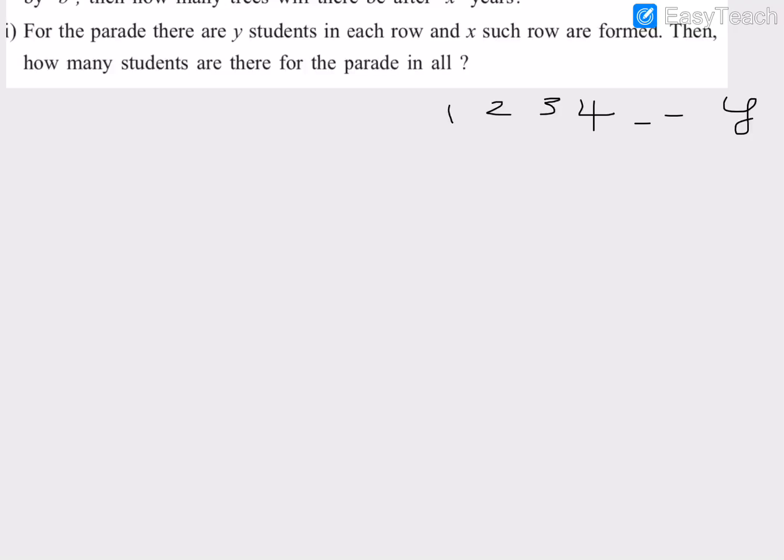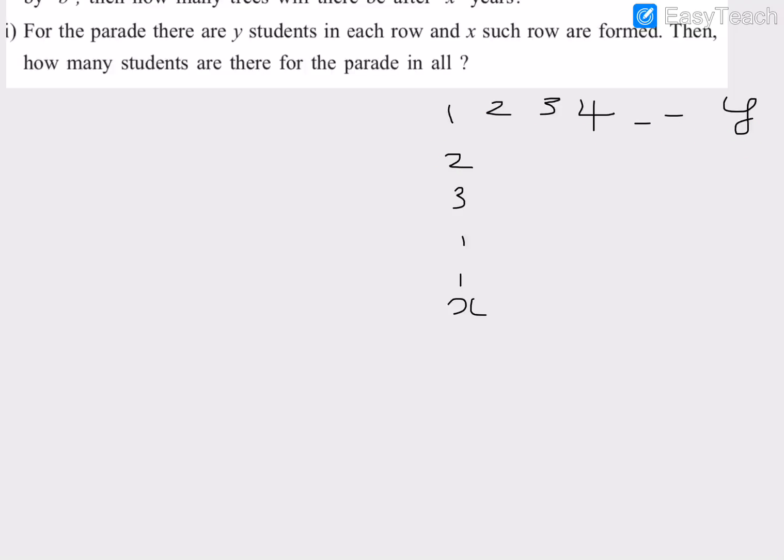So y students stand in a row, and what is next given in the problem, and x such rows are formed. So this is the first row, and like this, x rows are there. So we will write it as the first row, second row, third row, and in this way x rows are there. So we have to find how many students are there for the parade in all.